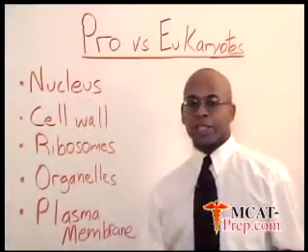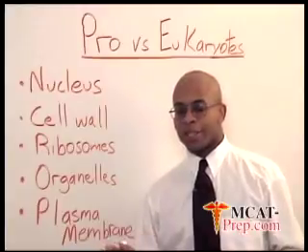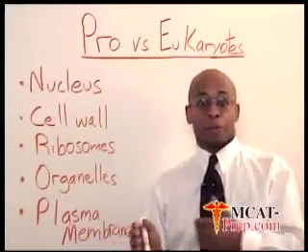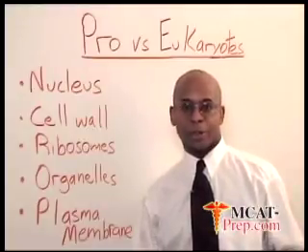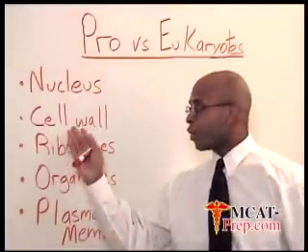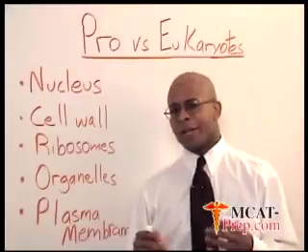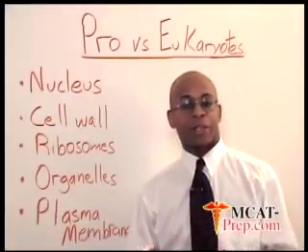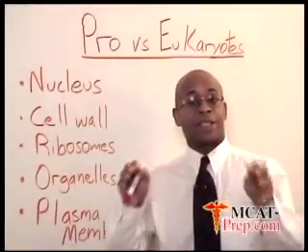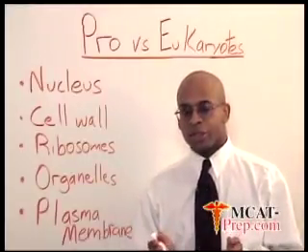So when we look at nucleus, clearly there is no nucleus in a prokaryote. That's why they're pre-nucleus. And there are nuclei present in all eukaryotes, true nucleus. For the cell wall, you might have thought that that's a difference between the two, because you may have remembered that bacteria have cell walls. And that is indeed true.